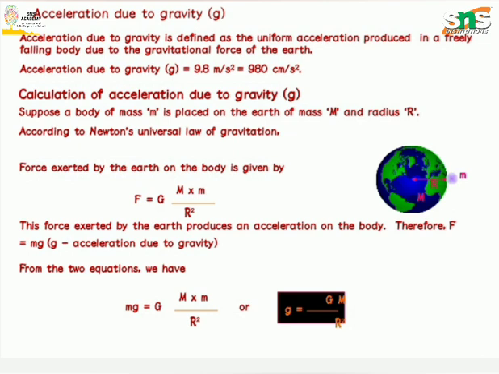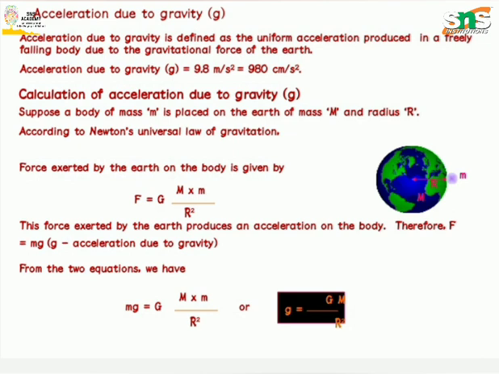For simplified calculation, we can take g as 10 meter per second square. Also, the acceleration due to gravity is different for different planets. For Earth it is different, for Moon it is different, as acceleration due to gravity depends on the radius of the planet. You may have a question: what is the acceleration due to gravity at the center of the earth? As we said, on the surface of the earth it is 9.8 meter per second square.